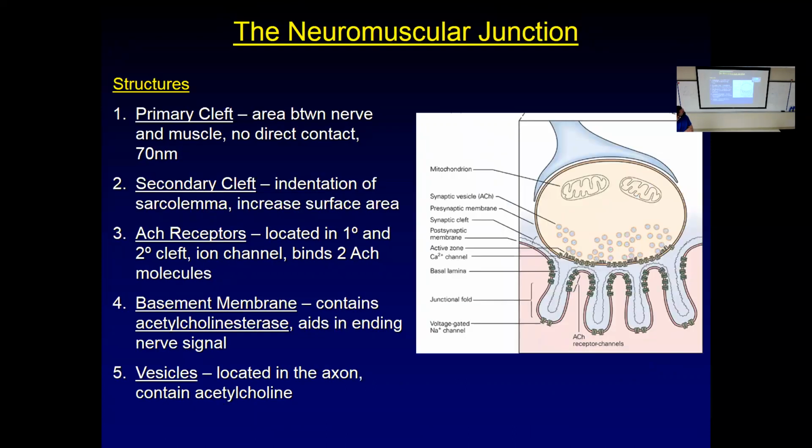Okay? So this area right here is called the primary cleft. The areas where there are the folds in the sarcolemma are called the secondary cleft. We have lots and lots of acetylcholine receptors in both the primary and the secondary cleft. We did these, basement membrane, boom, okay.